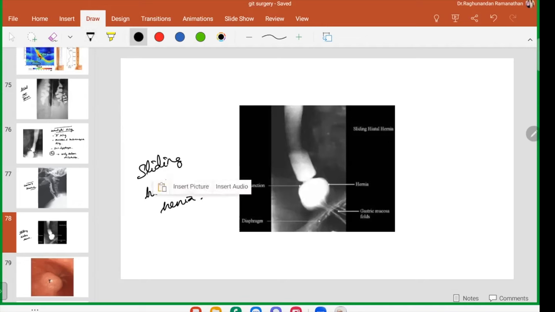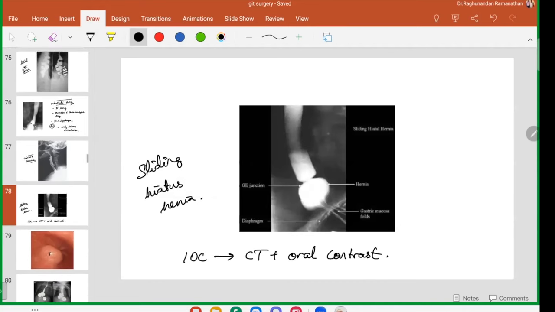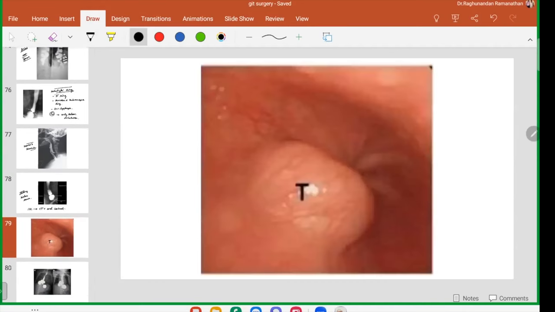The investigation of choice, which is asked in your exam, is going to be CT with oral contrast. Okay, you need to remember this. CT with oral contrast is the investigation of choice. And what is this? Can someone tell me?